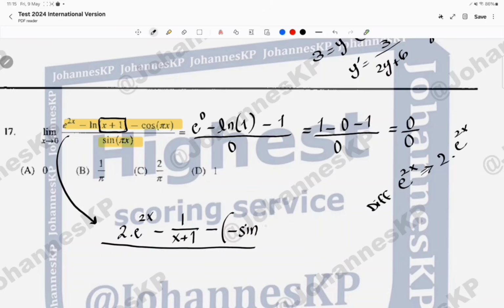Negative sine. And what's the derivative of the interior, which is the pi x? Pi. Because if you differentiate kx, you get k. What's the derivative of sine? And what's the derivative of pi x? Pi.